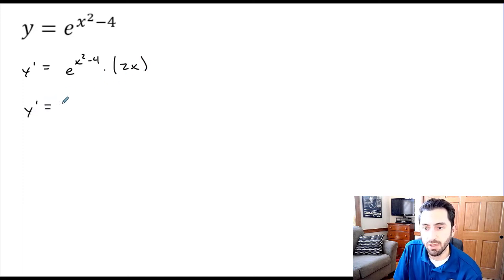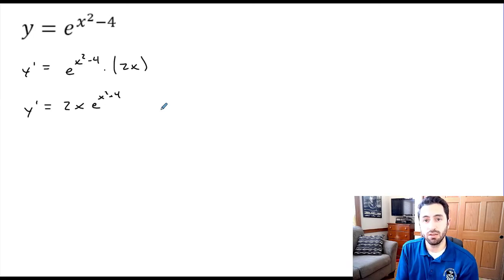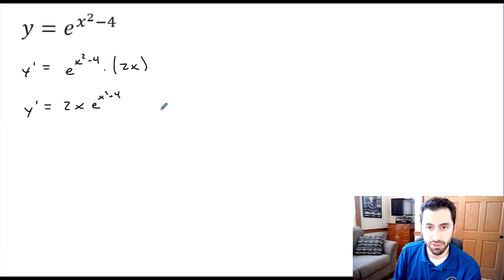And if I wanted to, I could rewrite this as 2x times e to the x squared minus 4 power. So again, the derivative of an exponential ends up being the original function times the derivative of the exponent.